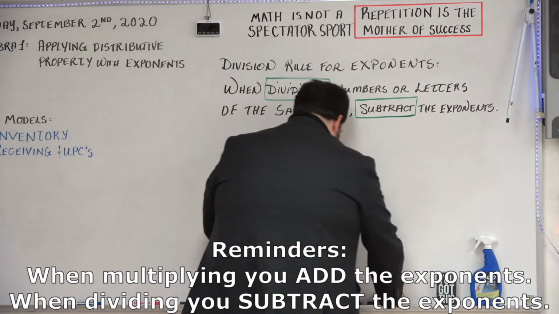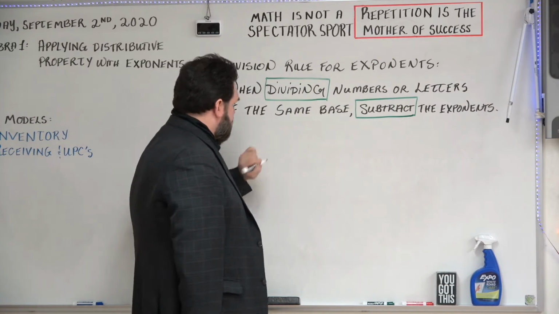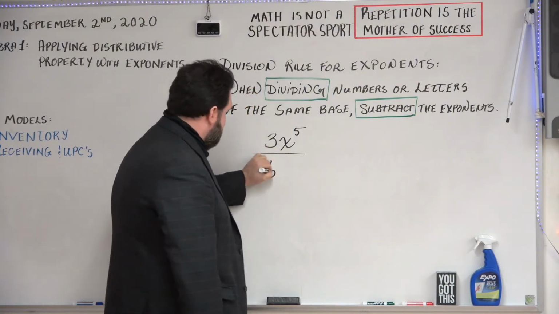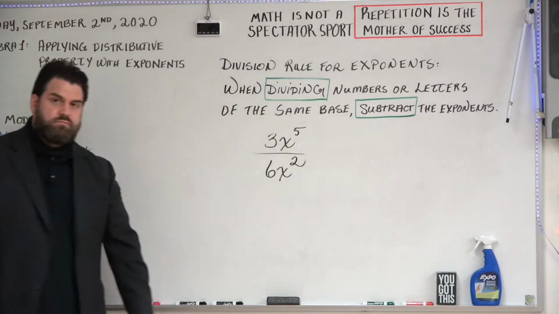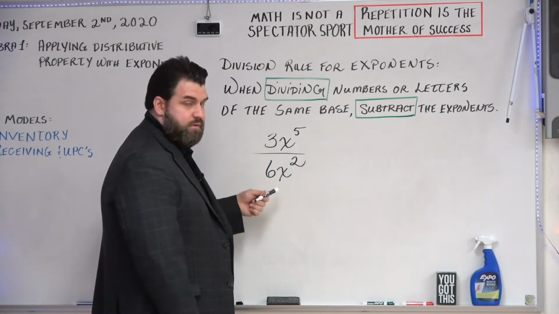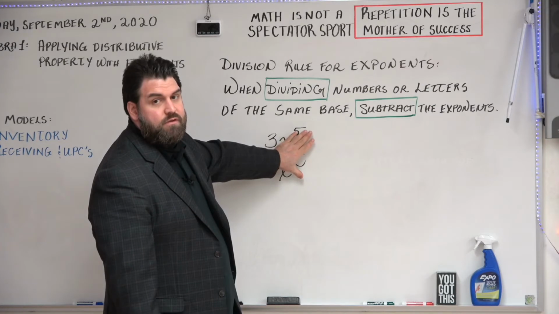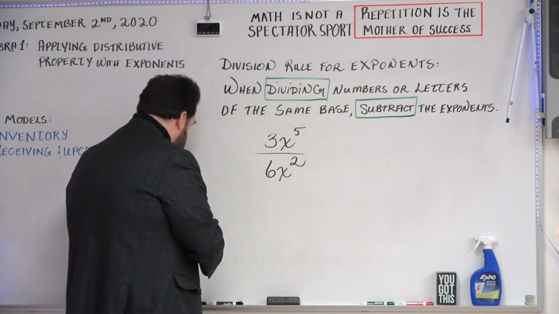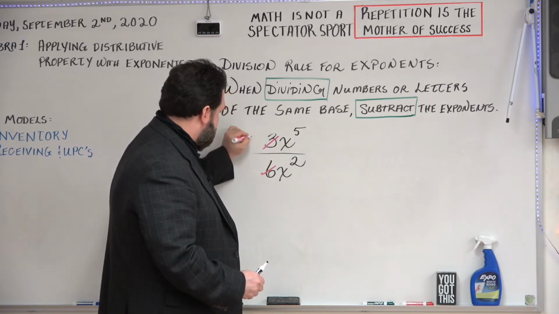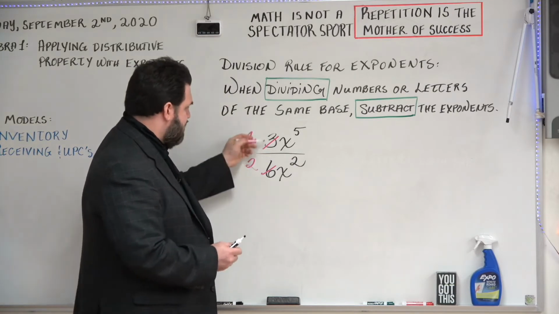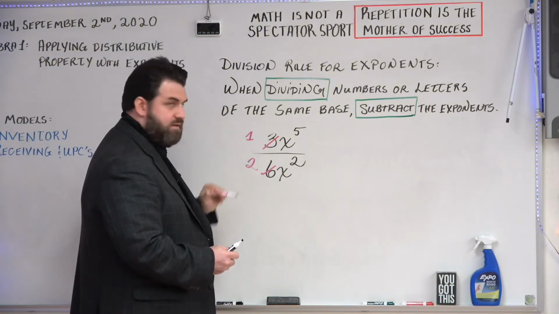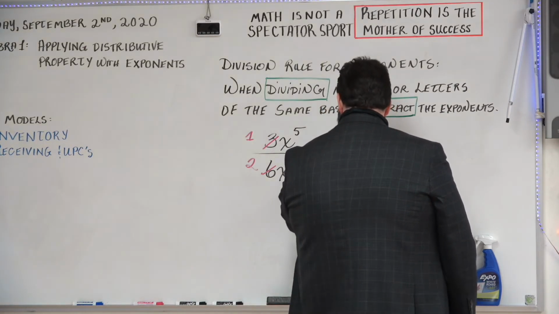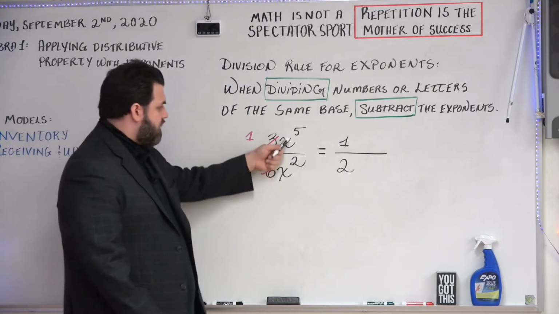Let's do some examples. Let's do 3x to the 5th power divided by 6x squared. First, we're going to deal with these numbers. For just a minute, I'm going to act like there are no variables, and I'm not going to worry about the division rule. I'm just going to look at 3 over 6. Well, 3 over 6 reduces down to 1 over 2, because I can divide a 3 out of the numerator and denominator. So part of my answer is 1 over 2.